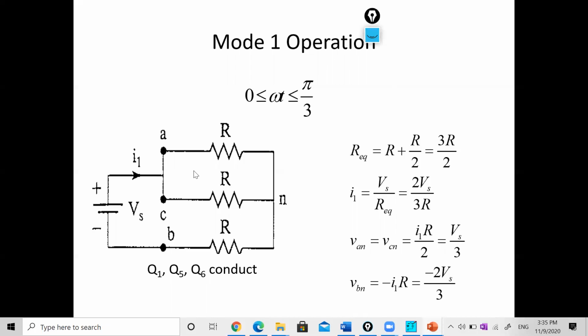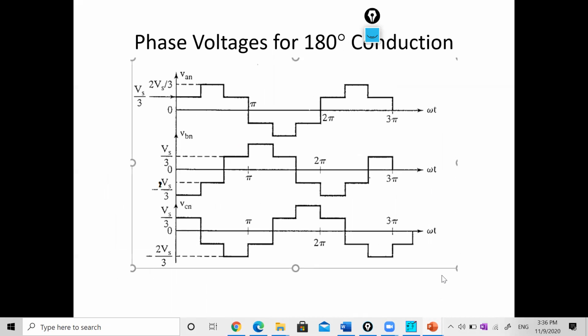Now R equivalent will be 3R by 2. I have to find out the current, which is 2 Vs by 3R, where Vs is the source voltage. Now VAN and VCN will be equal, Vs by 3, and VBN will be negative, so minus I into equivalent R, which is minus 2 Vs by 3. I have to plot this here. This is Vs by 3 only for 0 to 60. VCN is also Vs by 3 and VBN is minus 2 Vs by 3.